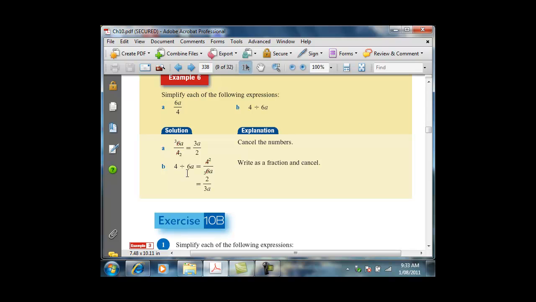Same here, if you have 4 divided by 6a, which is 4 upon 6a, you can see that 2 is a common number that can go into both 4 and 6. So 2 will go into 4 twice, 2 will go into 6 3 times. So in the numerator, I've got 2 left, and in the denominator, I've got 3a. Hence, our answer is 2 upon 3a.